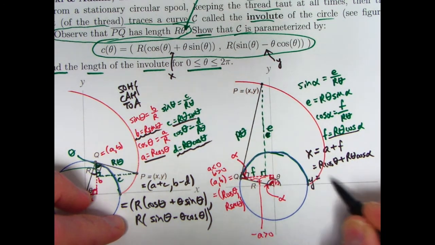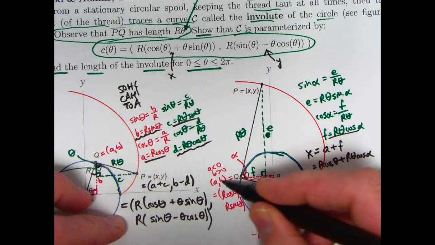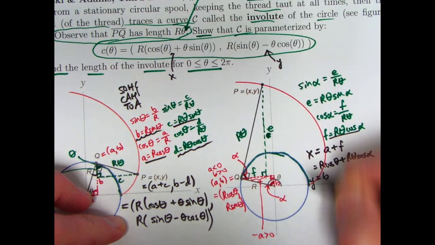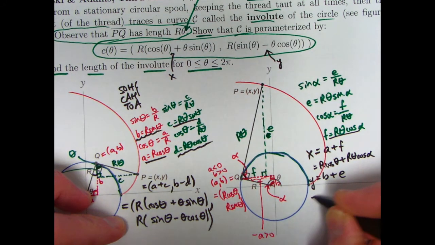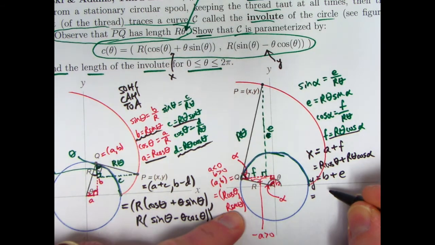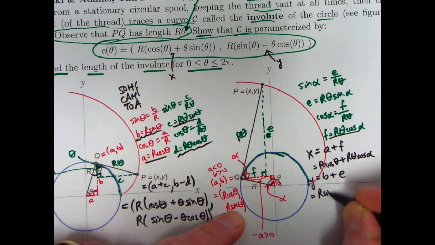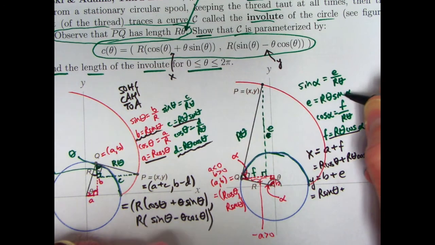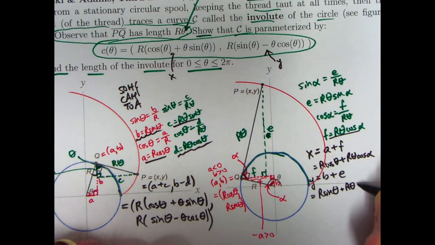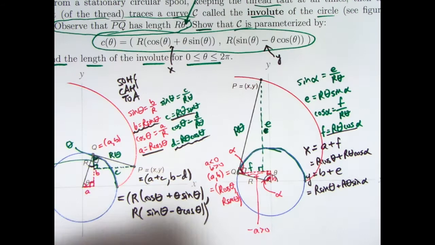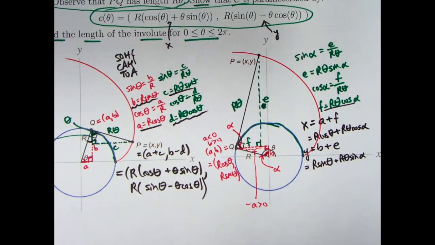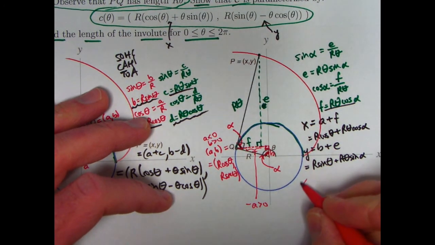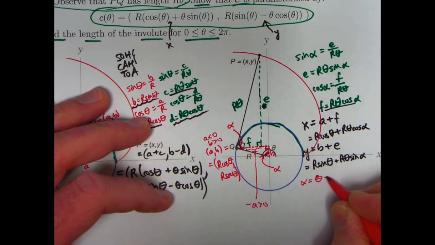Hang with me here. Y, the second coordinate of Q, is B. The length of this leg here as a positive quantity is E. Y is B plus E. B is r sine theta. And E is r theta sine alpha. So how do you get cosine of alpha and sine of alpha in terms of cosines or sines of theta? You could look up a trigonometric identity. We are going to use the fact that alpha is theta minus pi over 2.